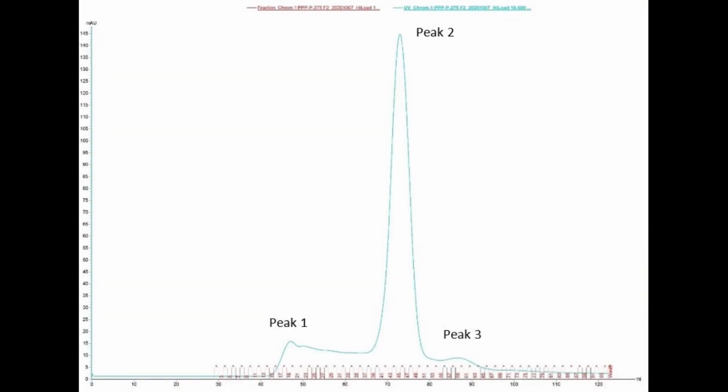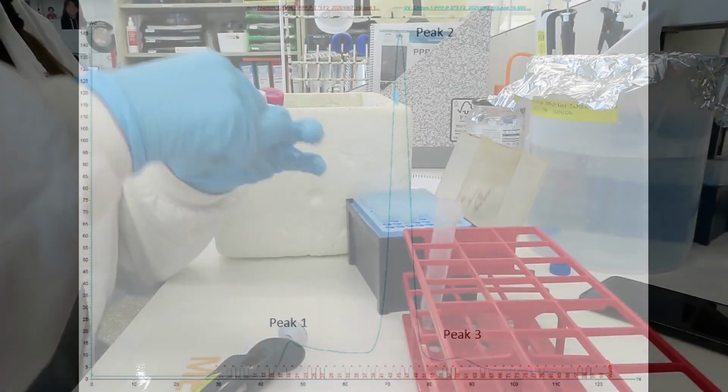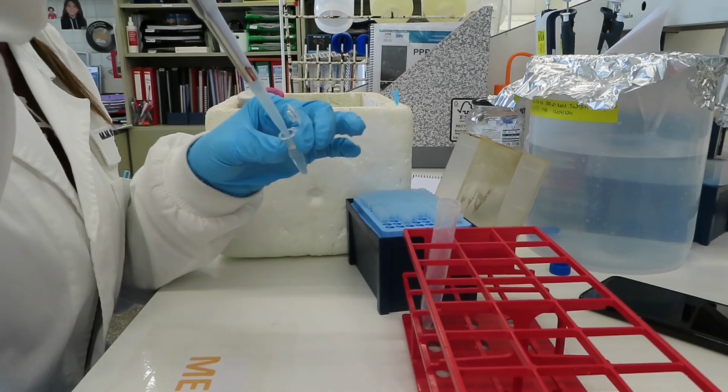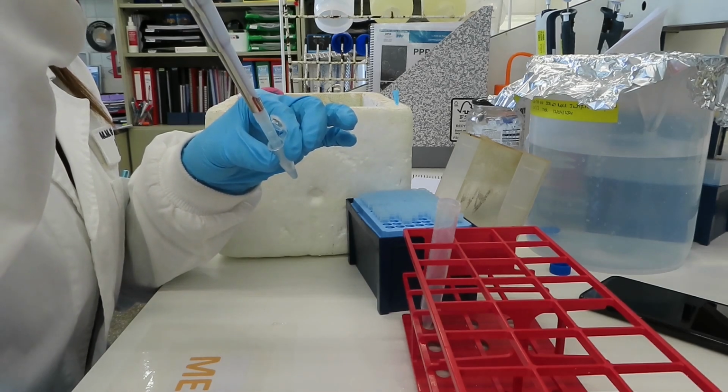The obtained chromatogram shows three peaks. The first one corresponds to aggregation of the protein of interest that is in the second peak. The third peak is composed of other smaller proteins. The narrow, symmetrical shape of the second peak demonstrates that the sample is structurally homogeneous. Fractions from the second peak are pooled and concentrated if necessary.